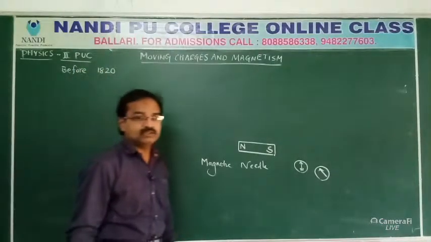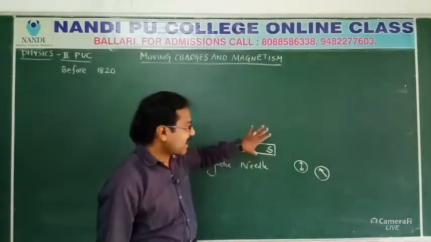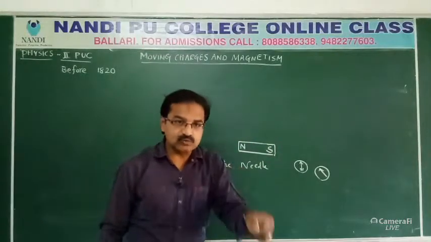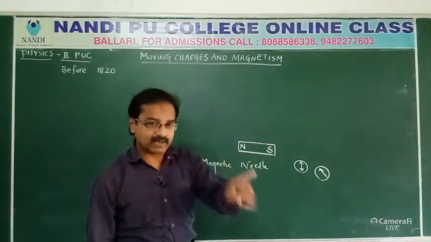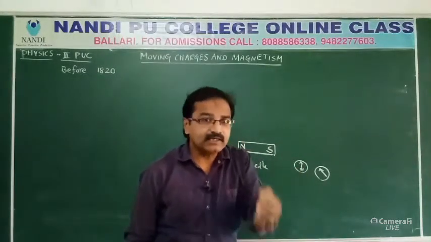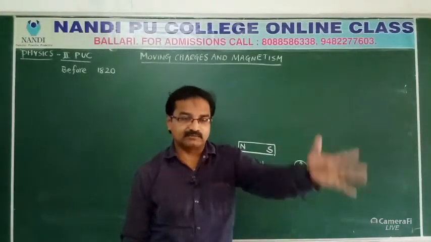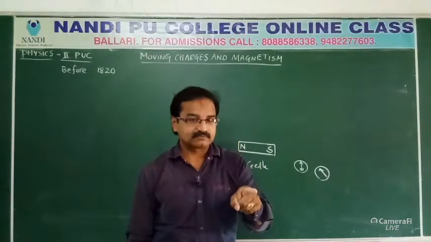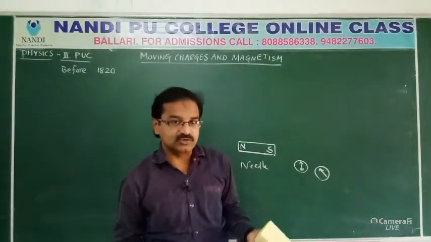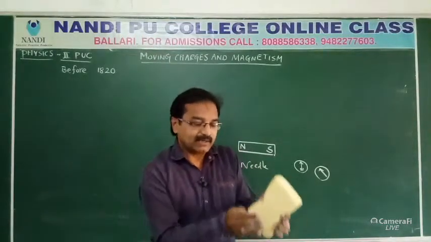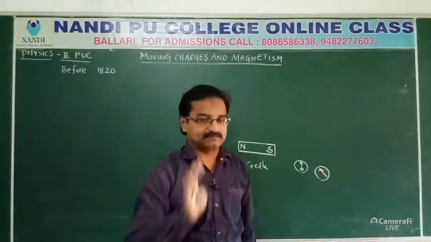Before 1820, what the world knew is that a magnetic field can be produced only by magnets. Only by the magnets. And a magnetic needle can be influenced if there is a magnetic field. Remember these two. Before 1820, what scientists knew is that a magnetic needle can be deflected with a magnetic field only.